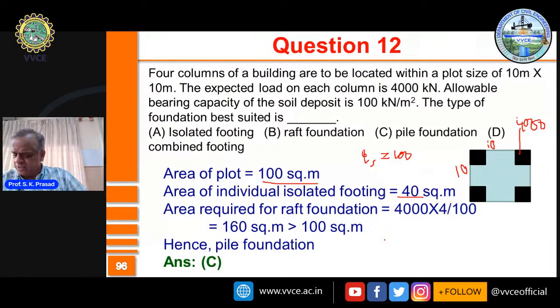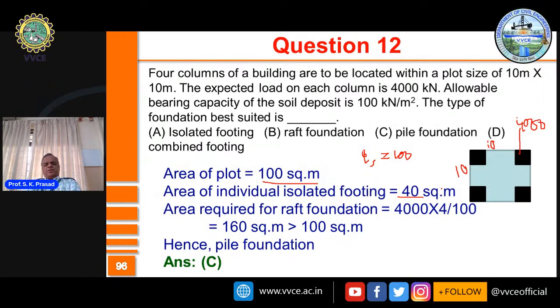Why 40 square meters? It is the total load divided by SBC. Total load is 4,000 kilonewton. SBC is 100 kilonewton per meter square. So that's equal to 40 square meters. If there are 4 columns, 4 into 40, 160 square meters. What is the area given? 100 square meters only. 10 by 10, 100 square meters only. What you require is much more than that. Therefore, isolated footing is not acceptable.